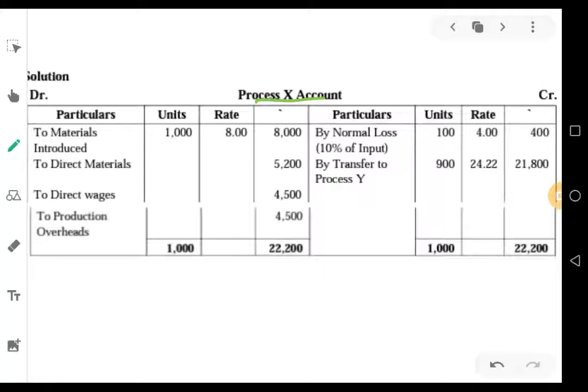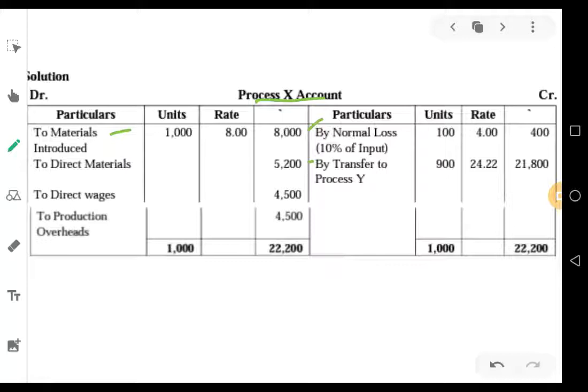So the raw materials introduced should be entered on the debit side, that is to materials introduced 1000 units at the rate of 8 rupees. So that should be 8000 rupees. After that, there are subsequent other materials introduced. These other materials, or the small materials which are used in the process of manufacturing, will be given for all the processes. So for process X, the materials is 5200 as given in the question.